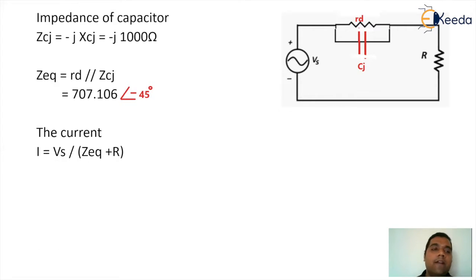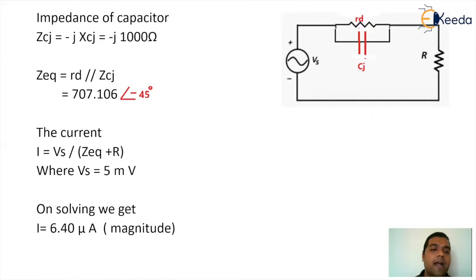The current I will be the voltage value divided by the addition of elements, where the first element is a resistor and the second element is an impedance. So the value of I will be Vs divided by Z equivalent plus R. We have already calculated the value of Z equivalent and we have the value of R. On solving, when you put the value of Vs as 5 millivolt as per the data given, we get the I value as 6.4 microampere. This is the magnitude component of the current.